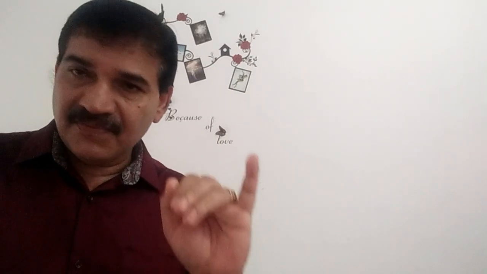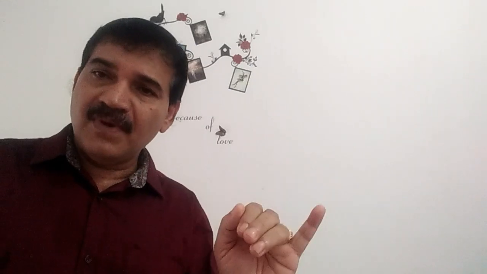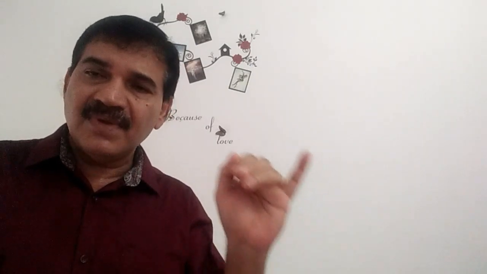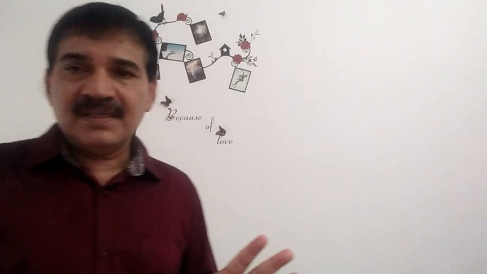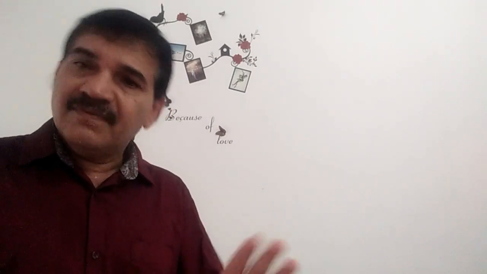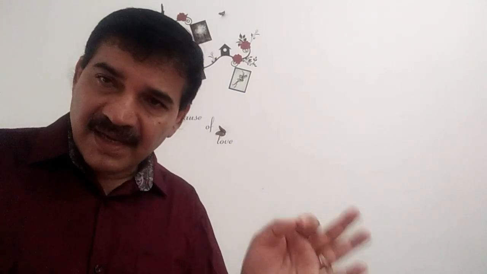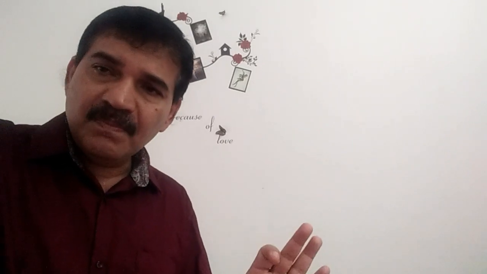So remember, there are three kinds of non-finite verbs. One is infinitive, which has two forms, bare infinitive and to infinitive. The second one is gerund, which is the ing form of a verb which does the function of a noun. And the third one is participle, which can be either ing participle or past participle.